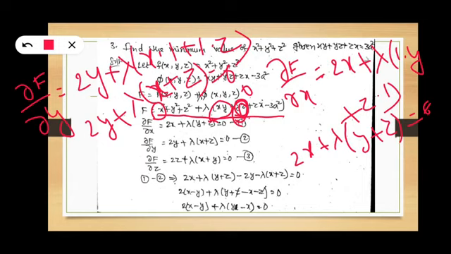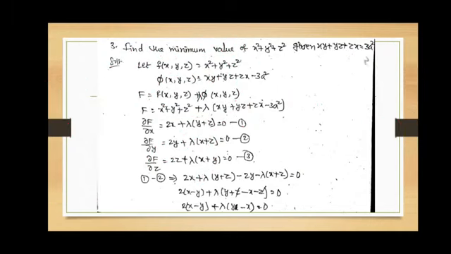So first one: 2z plus lambda into y into 1 plus z into z, which is 1 into x. So 2z plus lambda into y plus x is equal to 0. We get the 3 equations. Now we take dou f by dou x equal to 0, dou f by dou y equal to 0 and dou f by dou z equal to 0.